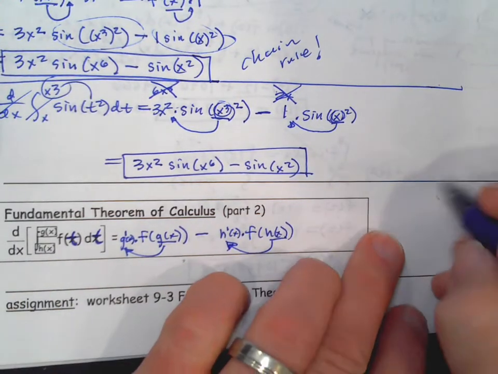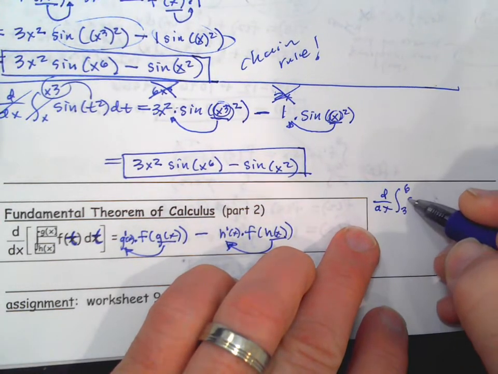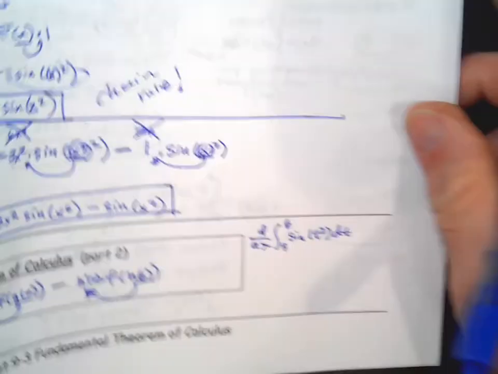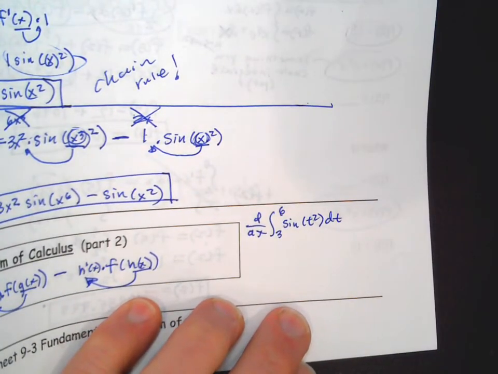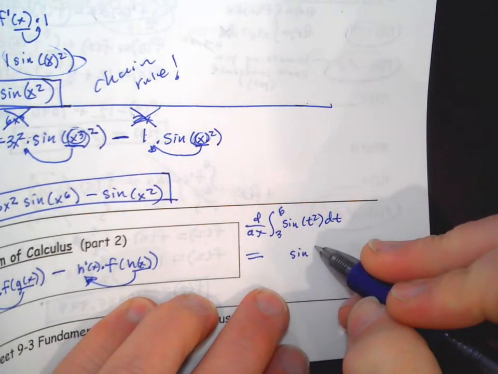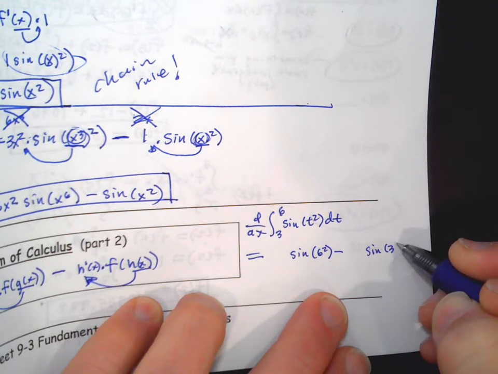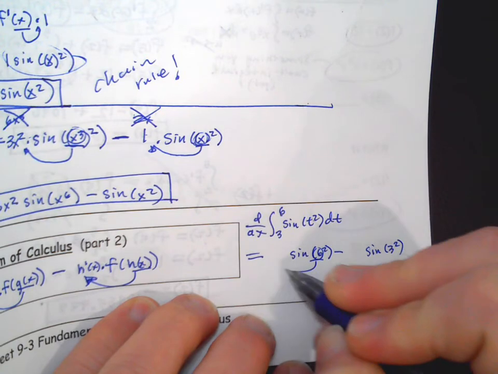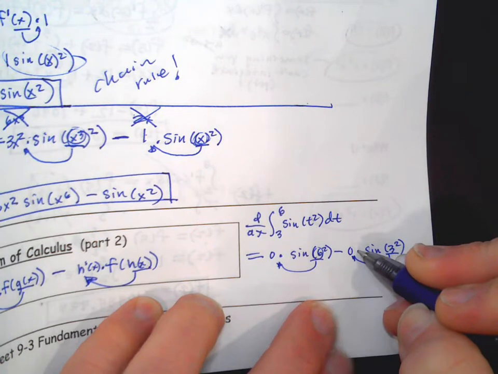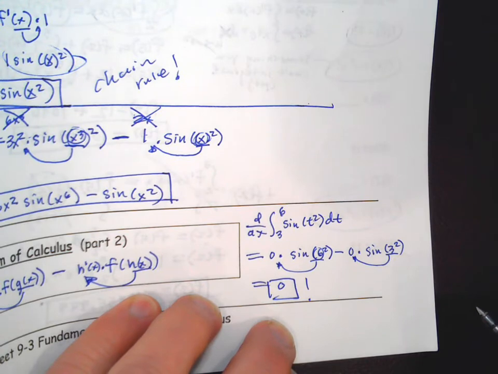Now, just as a little bonus problem, what do you think the derivative of this should be? I mean, we could do the work. We say, okay, sine, plug 6 in, minus sine, plug 3 in, but then you got to multiply by the derivative. What's the derivative of 6? 0. What's the derivative of 3? 0. The whole thing gives you 0. Does that make sense? It should.